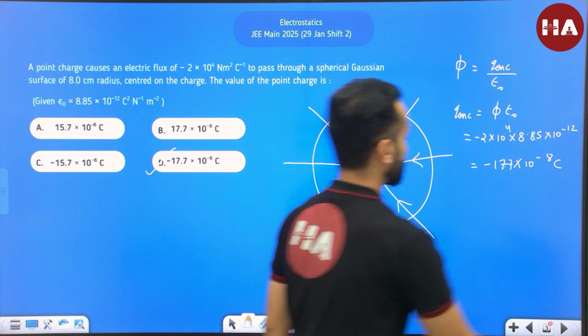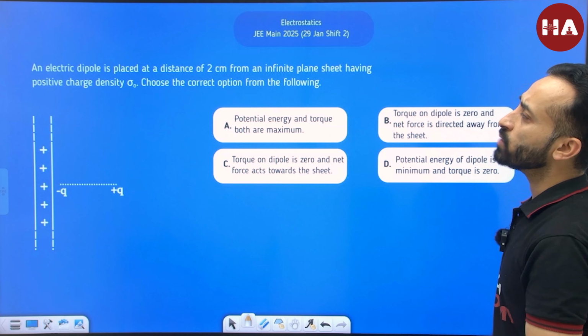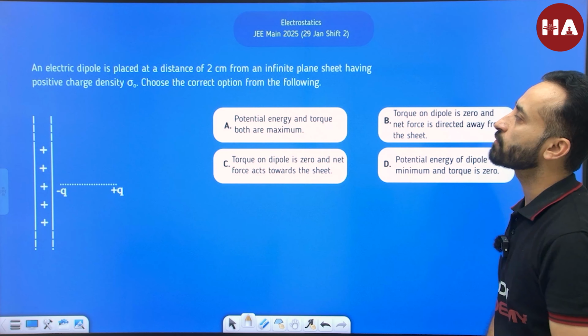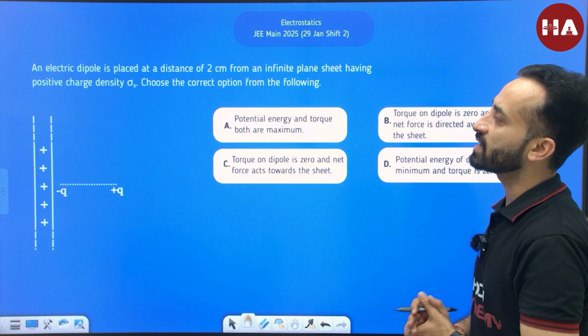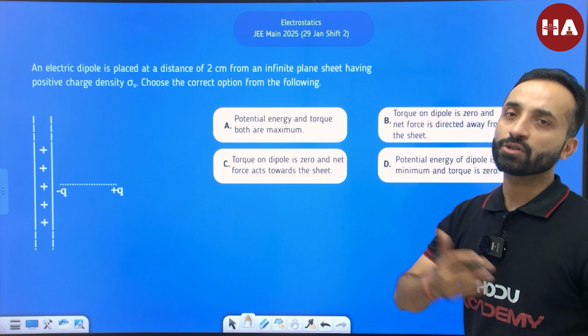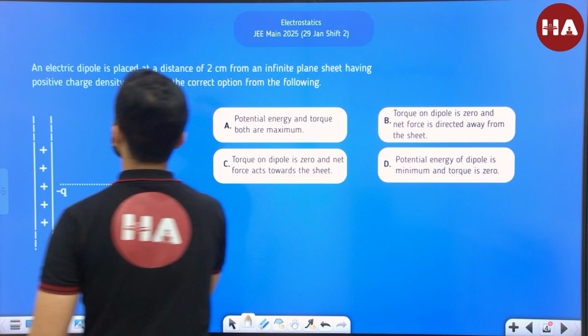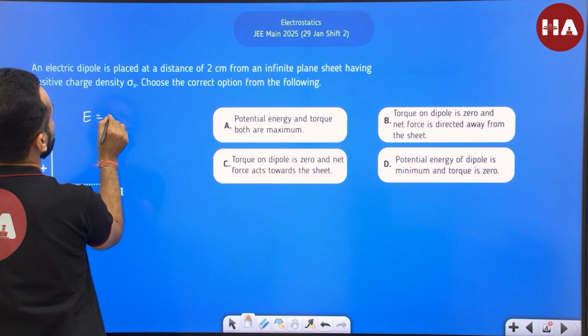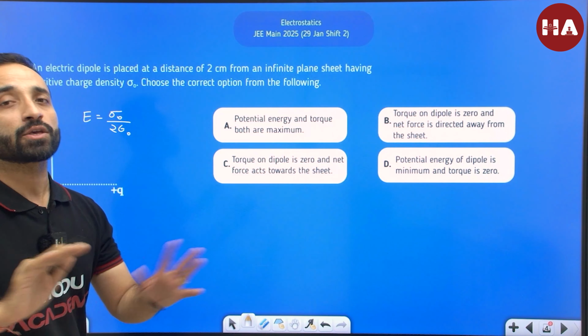Alright students, so the next question is from 29 January shift 2. An electric dipole is placed at a distance of 2 centimeter from an infinite plane sheet. Nothing mentioned whether it's conducting or not, so we will take it as a non-conducting sheet and having surface charge density sigma naught. So we do understand that electric field is going to be sigma by 2 epsilon naught, and it is going to be a uniform field.